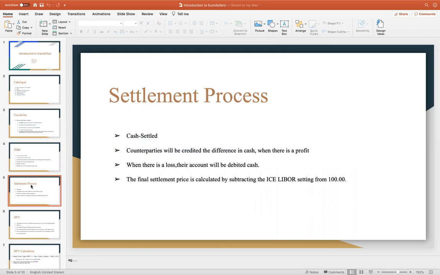The settlement process of the Eurodollar. Eurodollar is cash settled, and counterparties will be credited the difference in cash when there's a profit. But when there's a loss, their account will be debited. The final settlement price will be calculated by subtracting the 3 months LIBOR rate from 100.